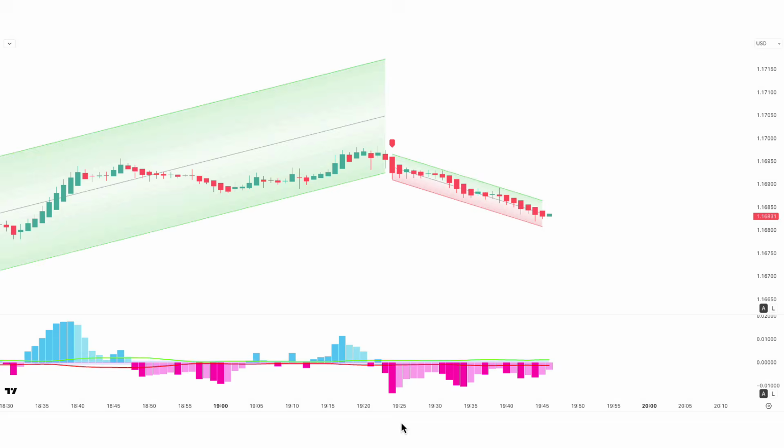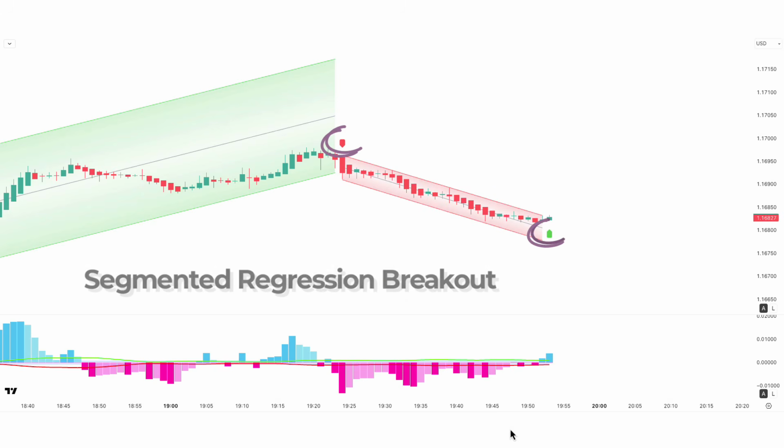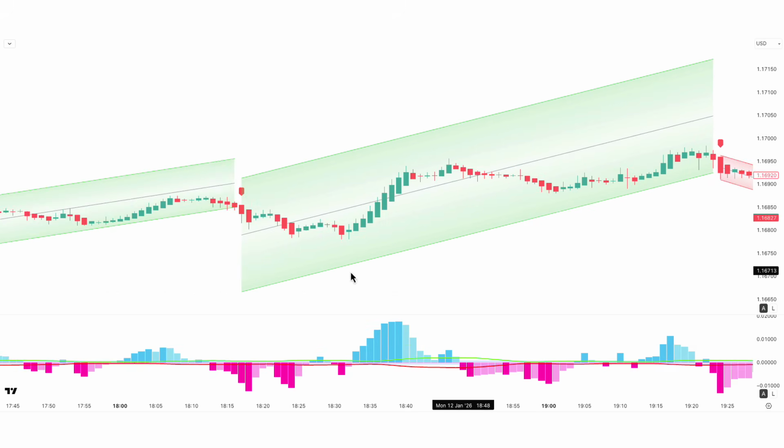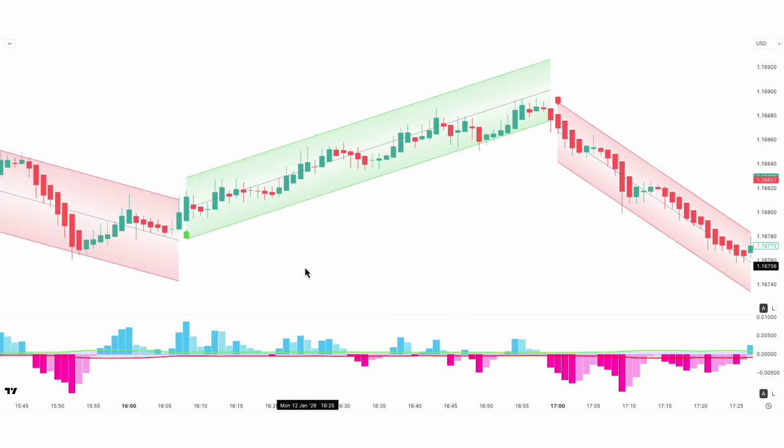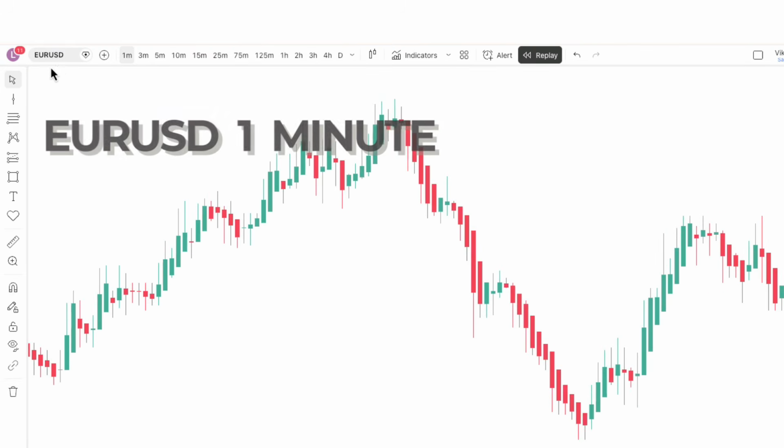First of all, let us know about trading tools. The buy and sell arrow indicator we see in the chart is called the segmented regression breakout indicator. Now we tell you how we want to trade. Let's start the video. We open the EUR/USD 1-minute chart.